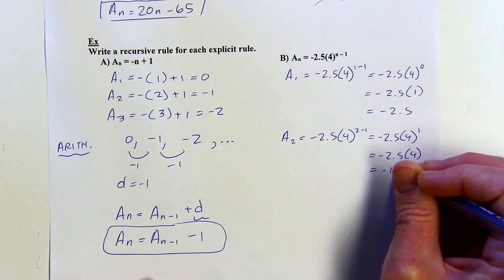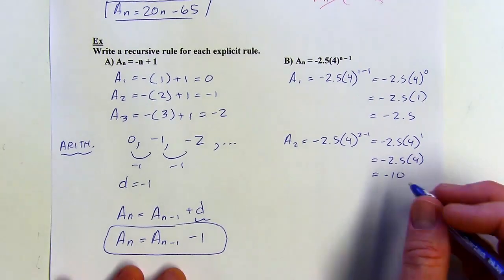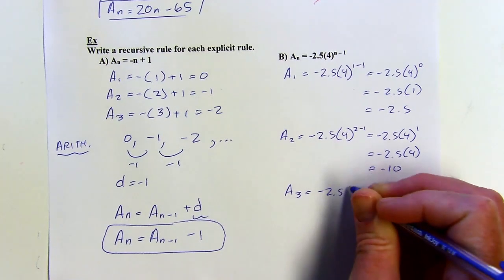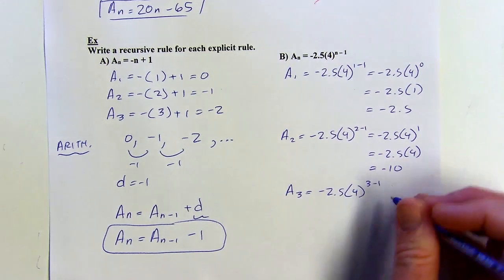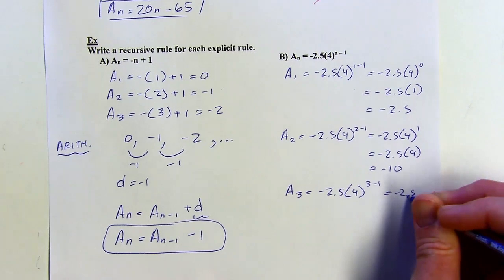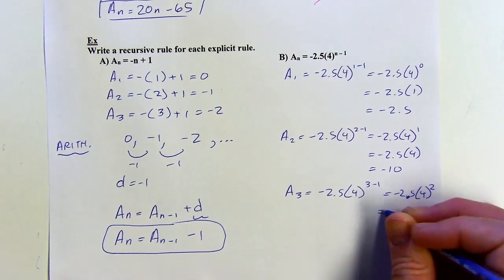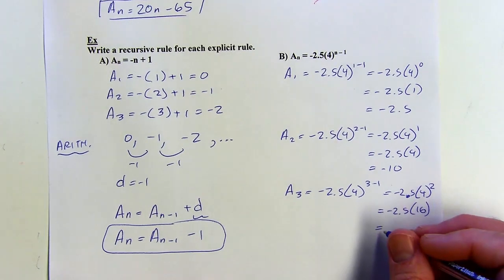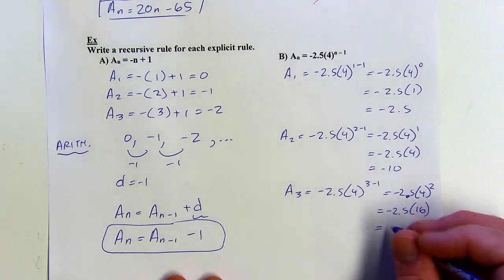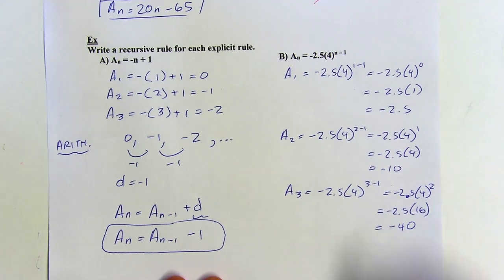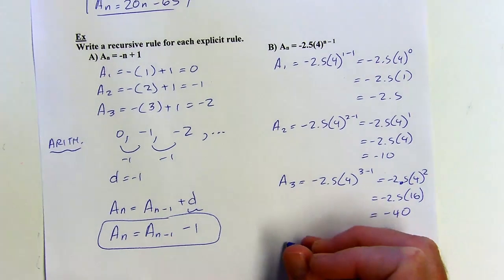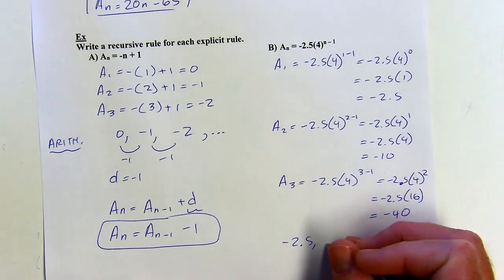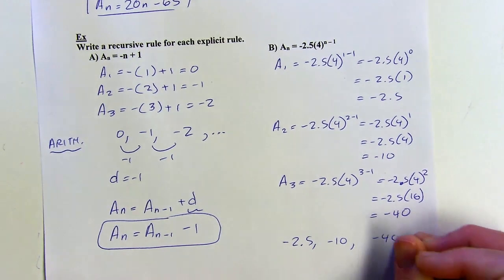4 quarters is $1, right? So 2.5 times 4 is 10. So I get negative 10, and then negative 2.5 times 4 to the 3 minus 1. That's going to give me negative 2.5 times 4 to the second. Well, 4 to the second is 16, doing the exponent. And then the multiplication, negative 2.5 times 16 comes out to negative 40. Okay, so now I've got 3 terms to work with, and I can play around with this and try to figure out if it's arithmetic or geometric. Let's see, those first 3 terms are these.